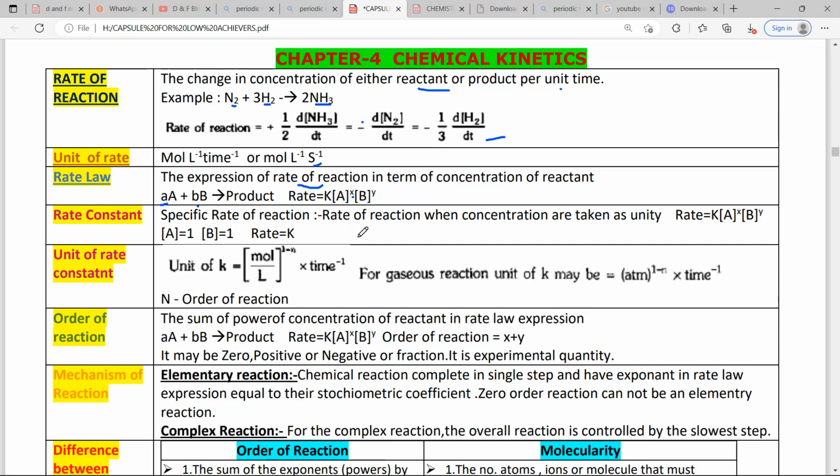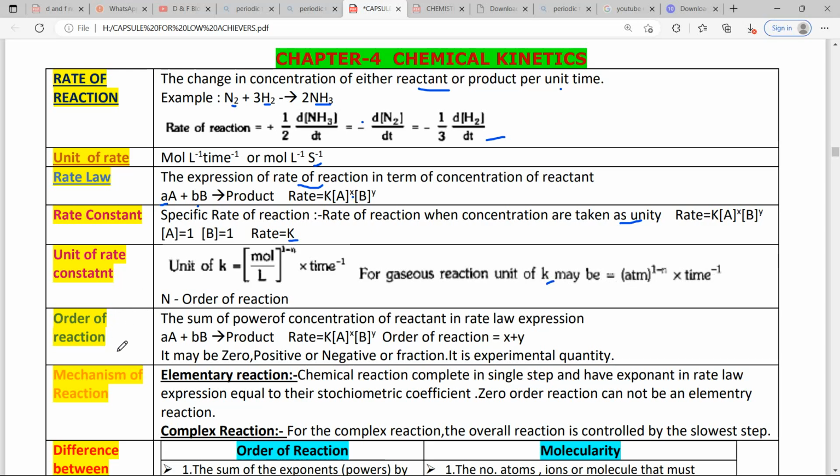And the rate constant is nothing but the rate of reaction when the concentration is taken as unity. That is, the rate is equal to the rate constant. The unit of rate constant is mole per liter per time. For a gaseous reaction, the unit of rate constant may be atm to the power of 1 minus n per time. n is the order of reaction.